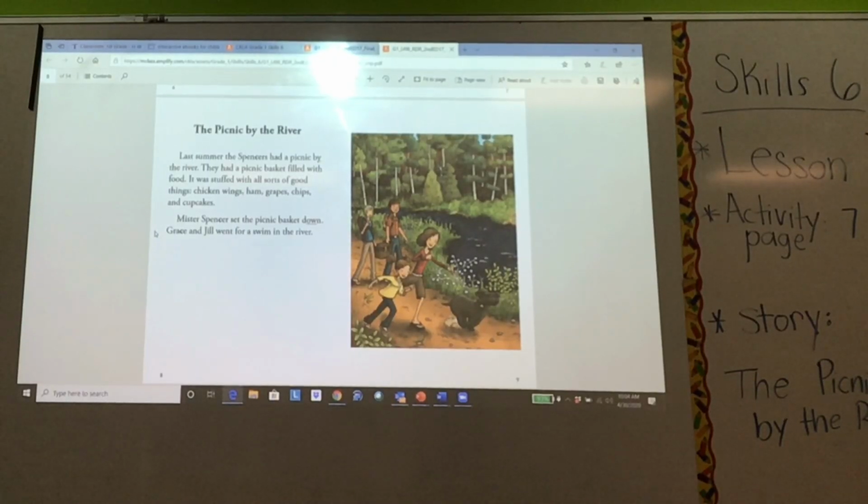Here is our story for the day. The picnic by the river. Page 8. Last summer, the Spencers had a picnic by the river. They had a picnic basket filled with food. It was stuffed with all sorts of good things. Chicken wings, ham, grapes, chips, and cupcakes. Mr. Spencer set the picnic basket down. Grace and Jill went for a swim in the river.